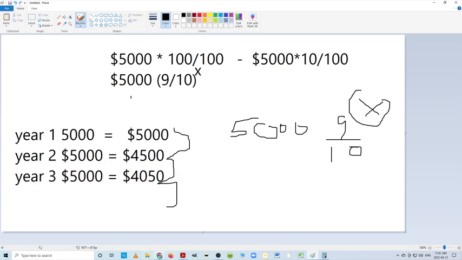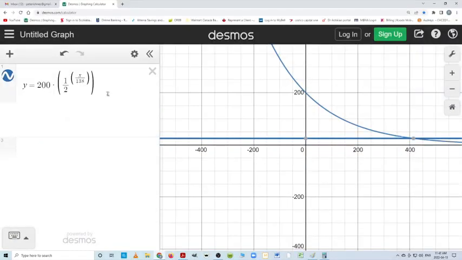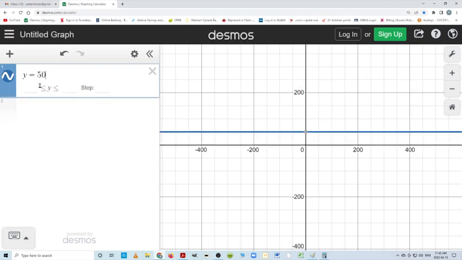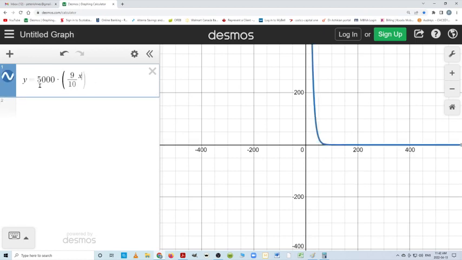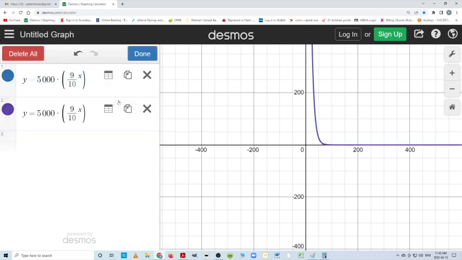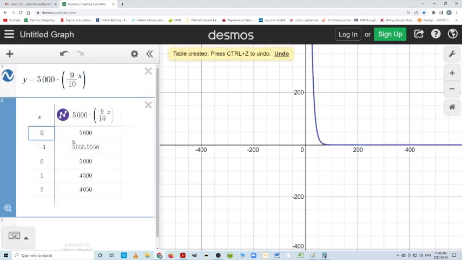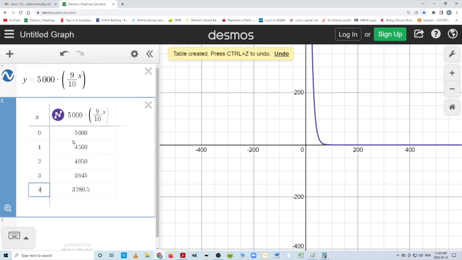So let's look at this in our Desmos and see if we got it. We got a $5,000 car that's changing to 9/10 its value to the power of x. And then just to test that out, I can make a copy and pull up the table. And we can see 0, 1, 2, 3, 4. Sure enough, it follows exactly the pattern that I figured out from my math.